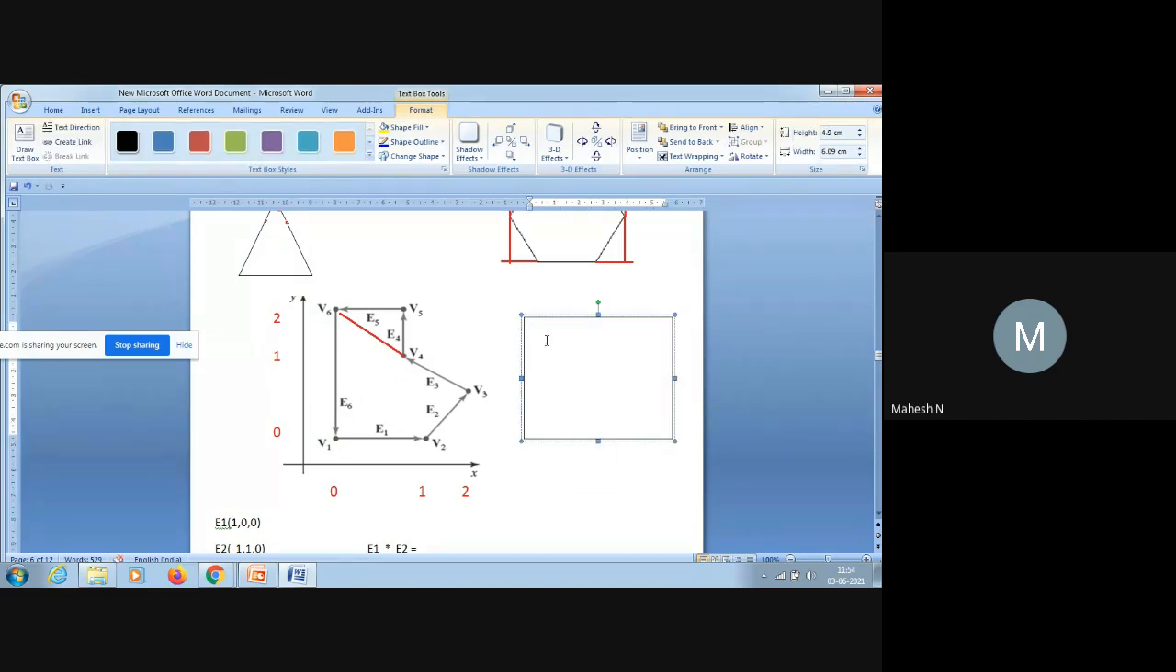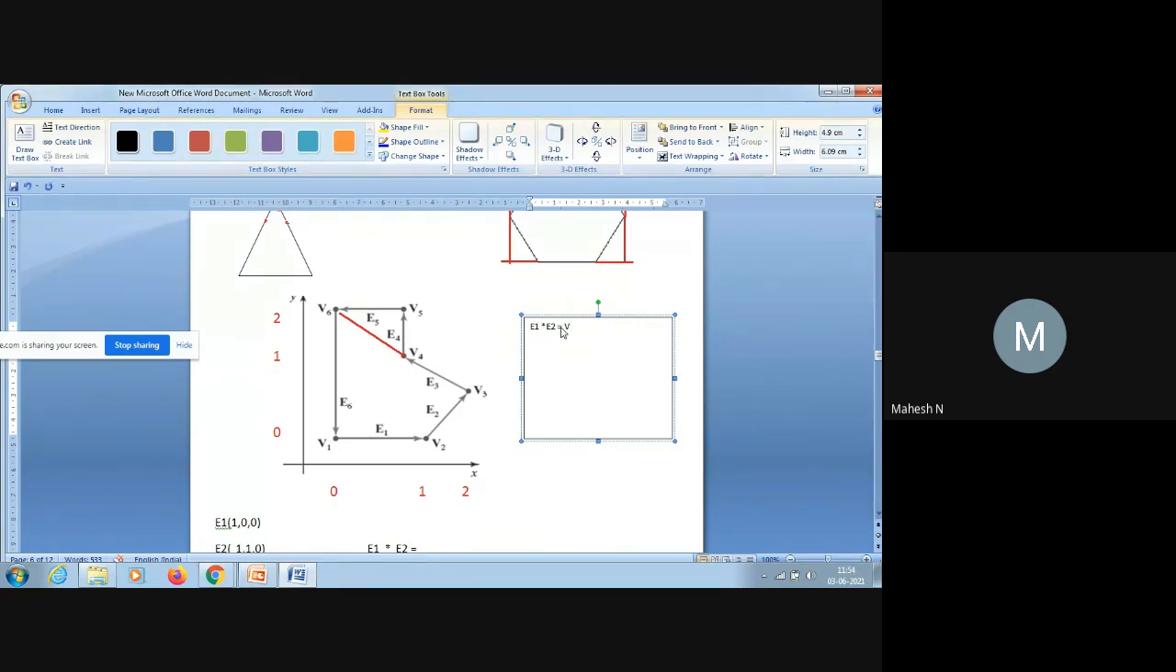Okay, so now what I want is the cross product between edge 1 and edge 2. Cross product, which I am representing by this asterisk mark. The cross product between E1 and E2 is nothing but the vertex value of that. Okay, fine.